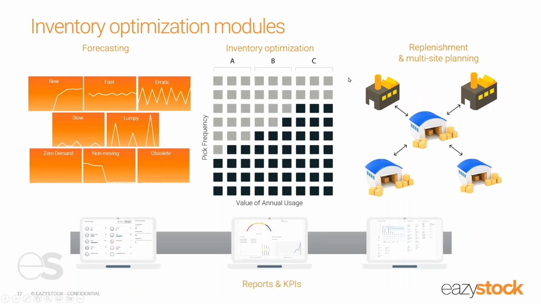The fourth module is going to be the reports and KPIs. I think there's just over 20 pre-built reports within the system, but there's tons of data in the system. So how do we get that into a readable format, in a timely manner, so that you can best proactively manage your inventory?